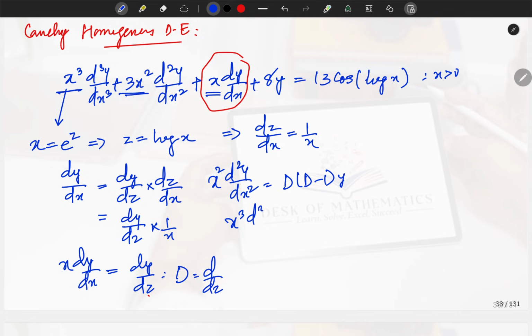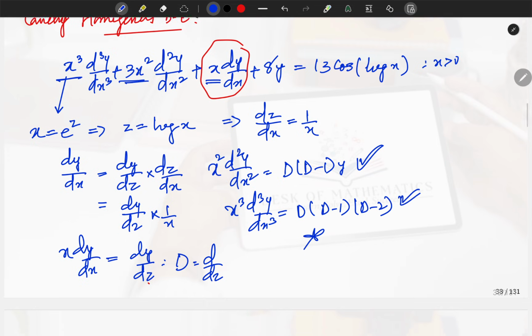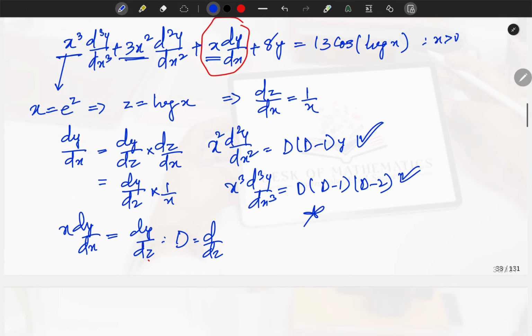Similarly, x cube d cube y by dx cube is equal to d into d minus 1, d minus 2. If anyone wants to check how it is coming, go to my last video, where we have explained it. Now replace every x cube d cube y by dx cube, x square d square y by dx square in the above.